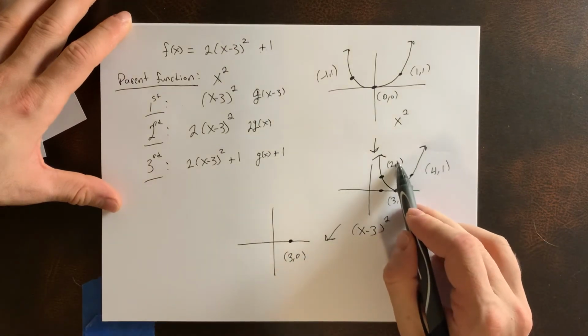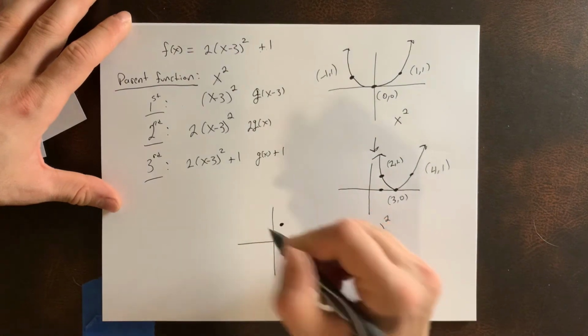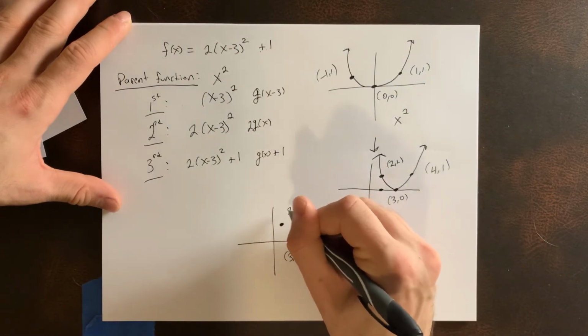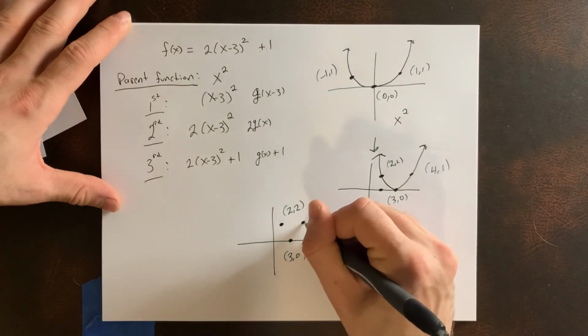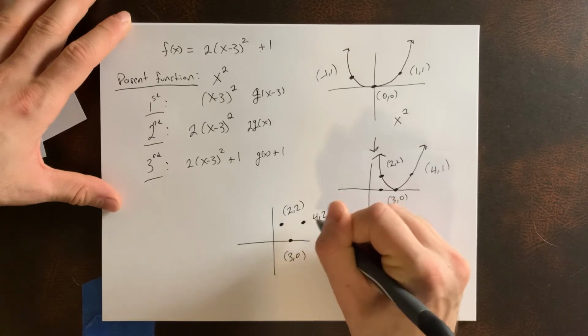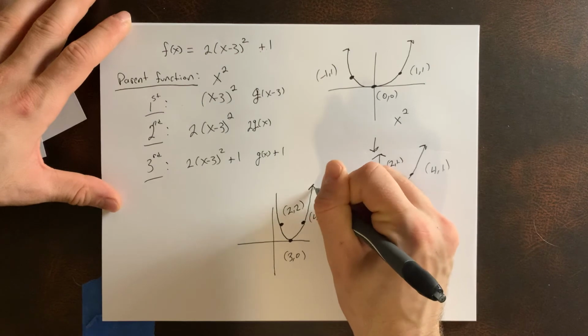Here's a y value of 1. You multiply that by 2, it turns into 2. So we're going to have this point up here, which is 2, 2. Here's a y value of 1. We multiply it by 2, it turns into a 2. So then we're going to have that point 4, 2. Then we connect those dots.